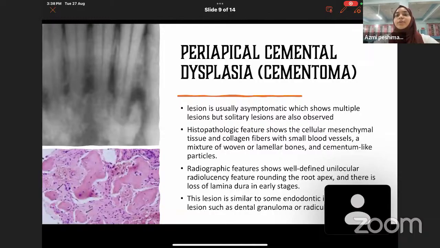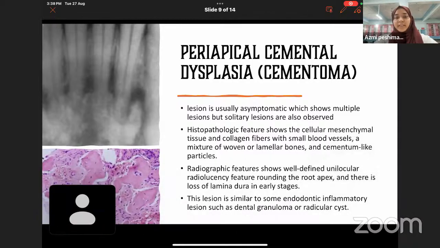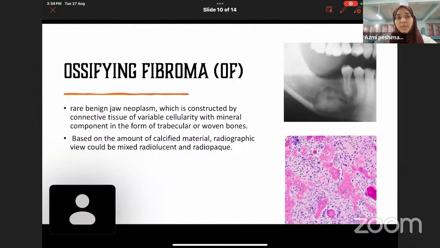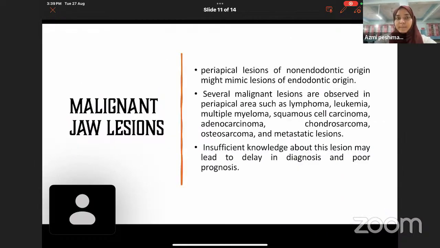These lesions are usually asymptomatic, often multiple but sometimes solitary, showing cellular mesenchymal tissue and collagen fibers with small blood vessels, and a mixture of woven or lamellar bone and cementum particles. They are similar to endodontic inflammatory lesions such as dental granuloma or radicular cyst. Ossifying fibroma is a rare benign jaw neoplasm composed of connective tissue of variable cellularity with a mineral component in the form of trabecular or woven bone. Based on the amount of calcified material, the radiographic view could be mixed, or radiolucent and radiopaque.